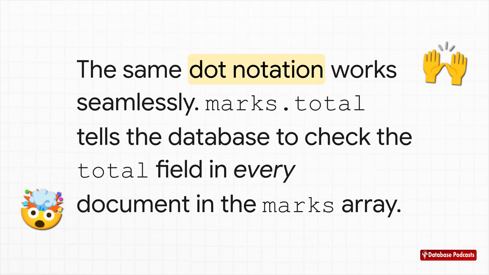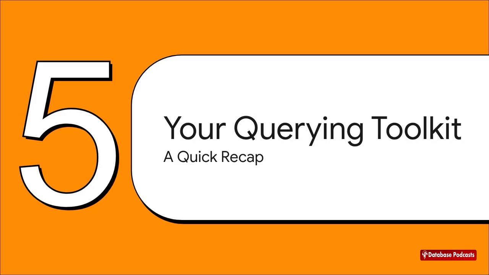And here is the most beautiful part. You don't need to learn a new trick. The same dot notation we just learned works seamlessly on arrays. It's incredible. By writing marks.total, you're telling the database, go into the marks array, look inside every single document in there, and check the total field. It'll automatically apply your condition to every entry in the list. No loops, no complex logic, it just works.